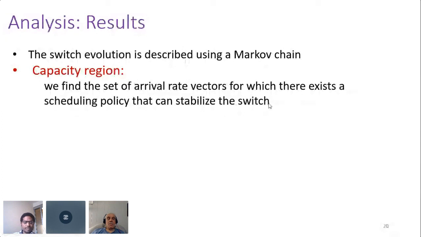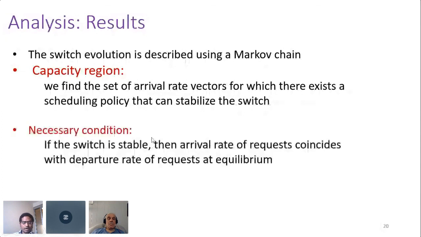And we also found a necessary condition, using the following property. Suppose that the switch is stable. Then the rate at which requests are entering the queue will coincide with the rate at which requests are leaving the queue. That is, the arrival rate of requests will coincide with the departure rate of requests when the switch is stable.